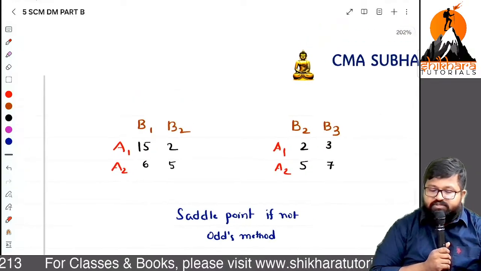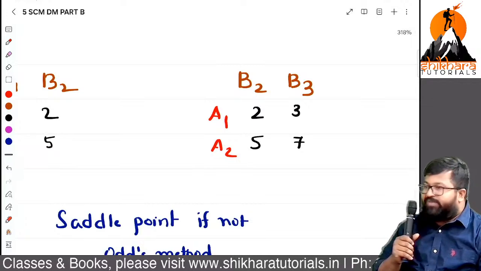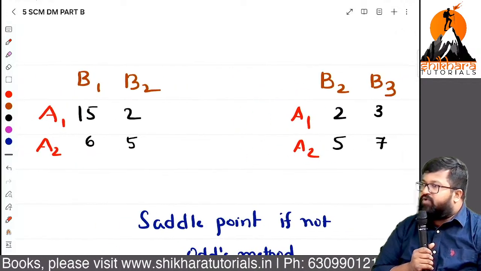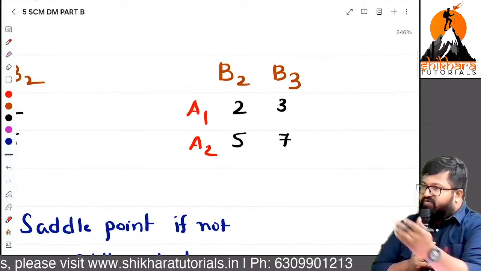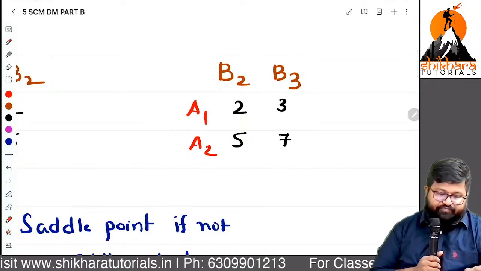Sir, if I cancel B1, what is the option I am having? B2, B3 are left over. If I cancel B3, only B1 and B2 are left over. So we are following with B1 now. For that sake, I am doing this one for our convenience. Sir, what is the first point?